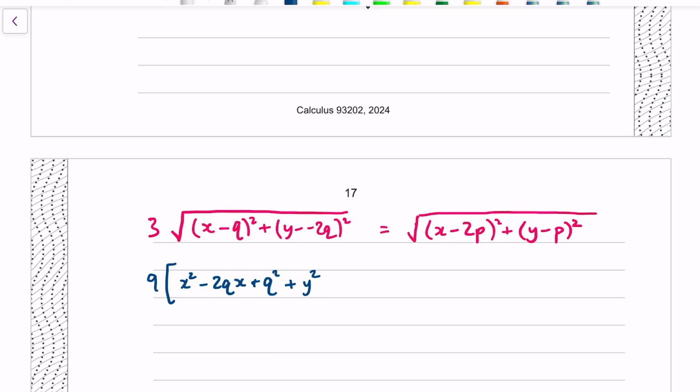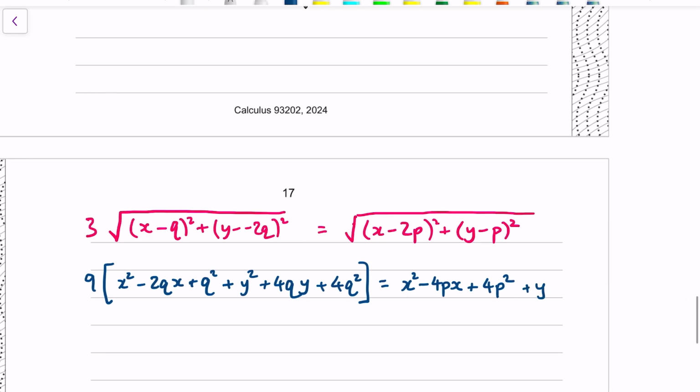4 times Q times Y. And 4 times Q times itself. I'm being very careful of how I say the number 4 with the letter Q. On the right hand side, we're getting x squared minus 4p x plus 4p squared. And we've got y squared minus 2py plus p squared. And no doubt I will make an error at some point in this video because it's an absolute mess.